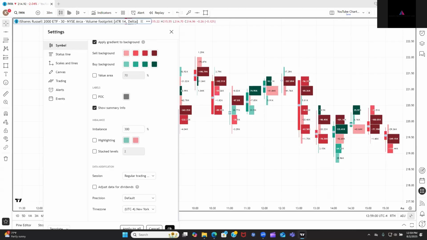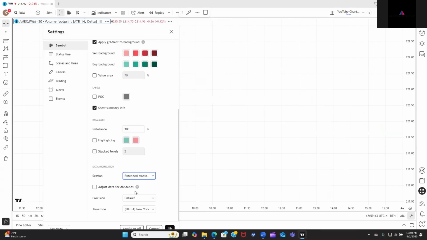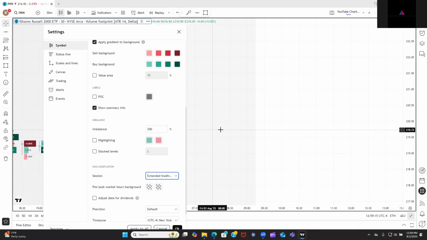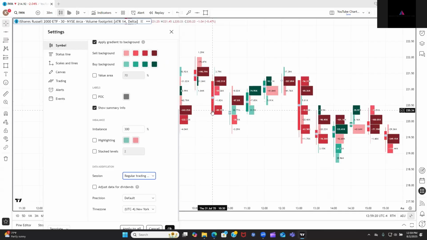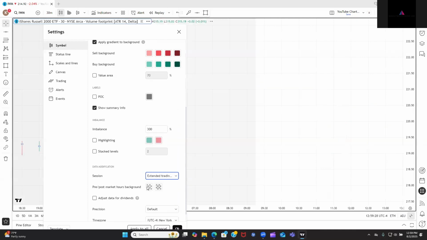And that is it. Oh, and I'm sorry, the last part, session. Session, I do standard or regular session. So when it comes to the footprint chart, I actually have it expanded because I want to see post and pre information. If I do standard or regular, it's only going to show me cash. So cash is 9:30 a.m. to 4 p.m. Extended will give you those same cash hours, 9:30 to 4 Eastern, but it'll also give you post and pre-market as well.